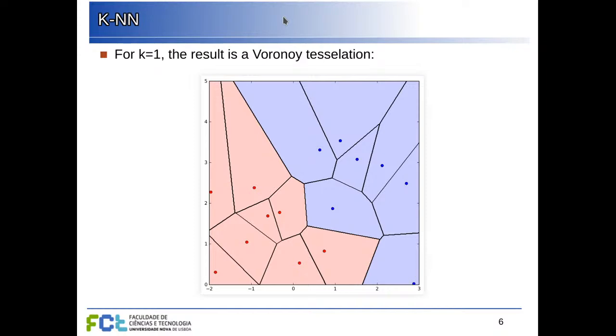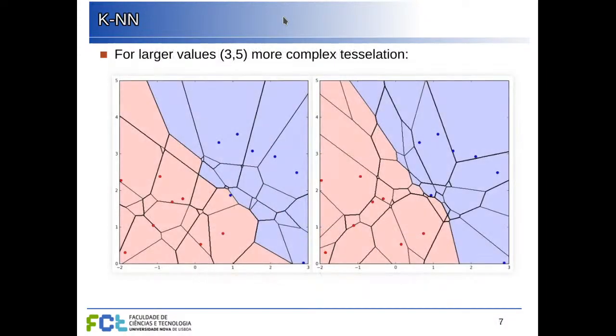Of course, k equals 1 is often not very reliable. We can use larger neighborhoods. For example, k equals 3, k equals 5. This will give us more complex tessellations, but the idea is the same. So in this case, if a point falls here, we find the 5 nearest neighbors, and since the majority of those are red, any point falling here will be classified as red. If we fall here, then the 5 nearest neighbors will have a majority of blue, and so the point will be classified as blue, and so on.